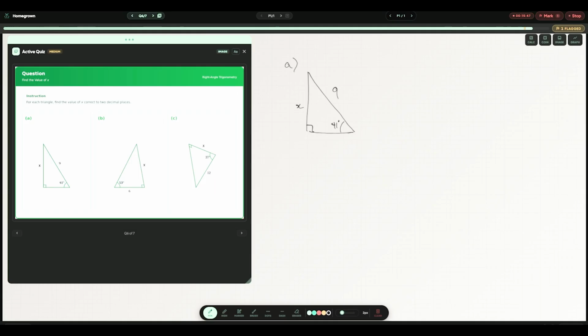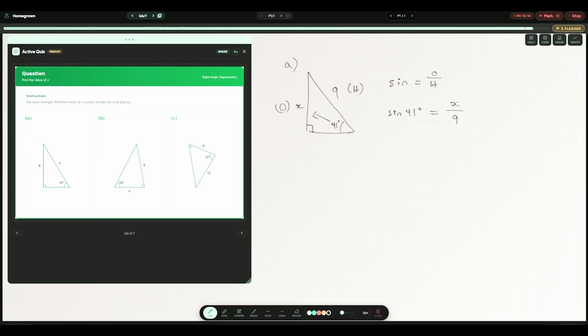Well, we have to label the sides. So our first one here is opposite. And this is our hypotenuse. So what trigonometric ratio would involve opposite and hypotenuse? Well, that's going to be sine, because sine is equal to opposite over hypotenuse. That means sine of 41 degrees is going to be equal to x over 9.